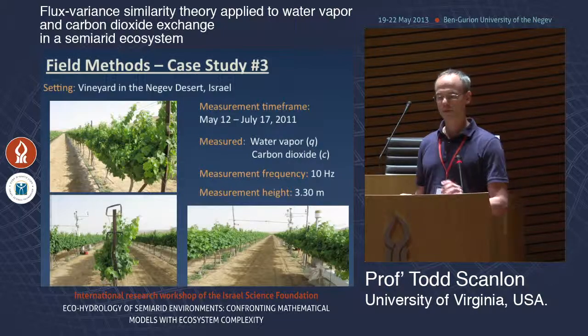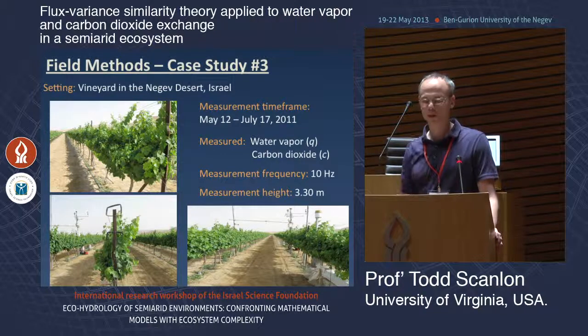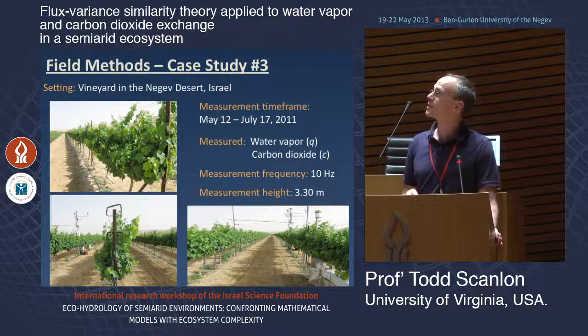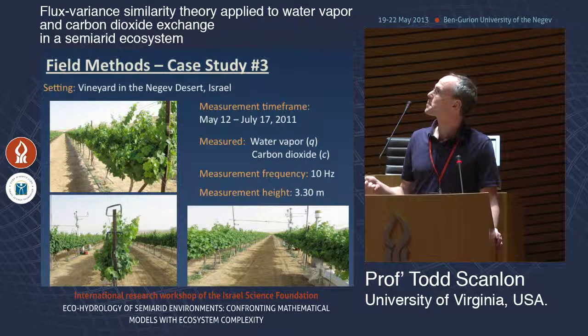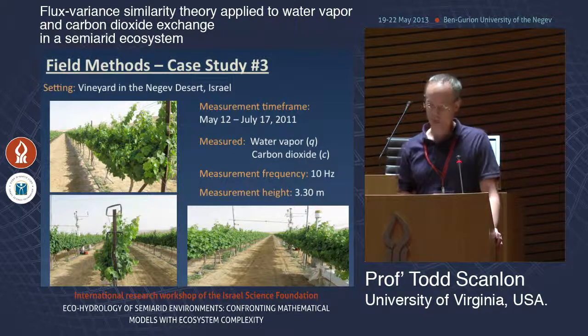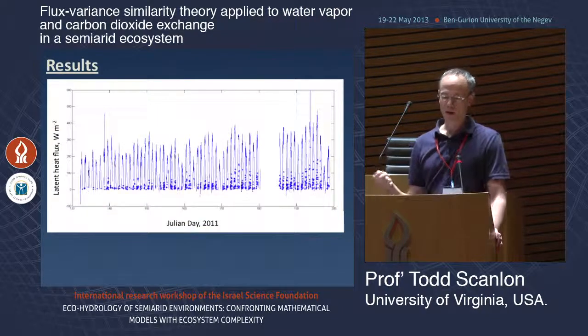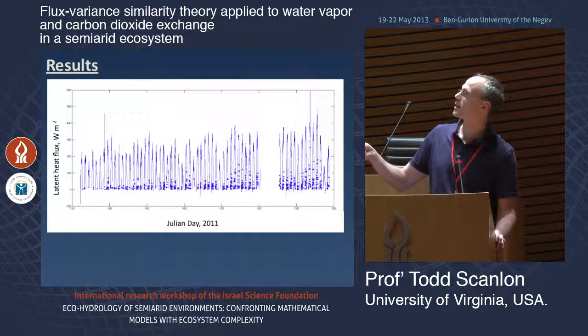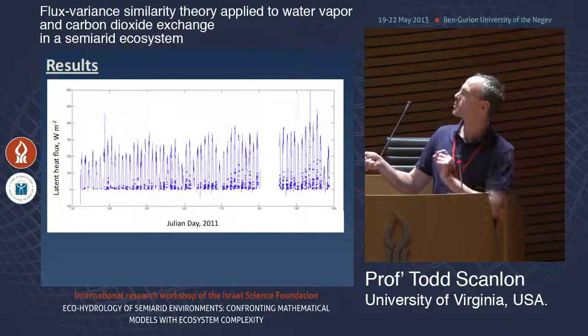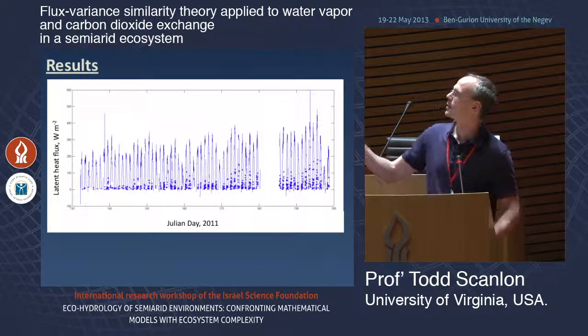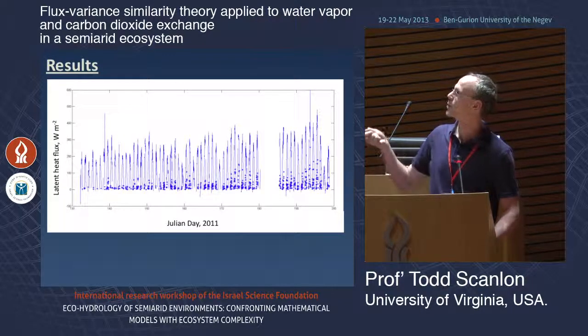I'd like to finish up with this third case study, a more local example. This is a vineyard in the Negev Desert. It's a pretty remarkable site. It's only 100 to 150 millimeters per year of rainfall. So again, they have a flux tower set up where they're measuring at high frequency the CO2 and water vapor concentrations. Here are some results from this site. Latent heat flux is plotted over the course of, this is a 70-day growing season. Each time that this partitioning technique was able to identify, was successful, you'll see a dot there that represents the direct evaporation.